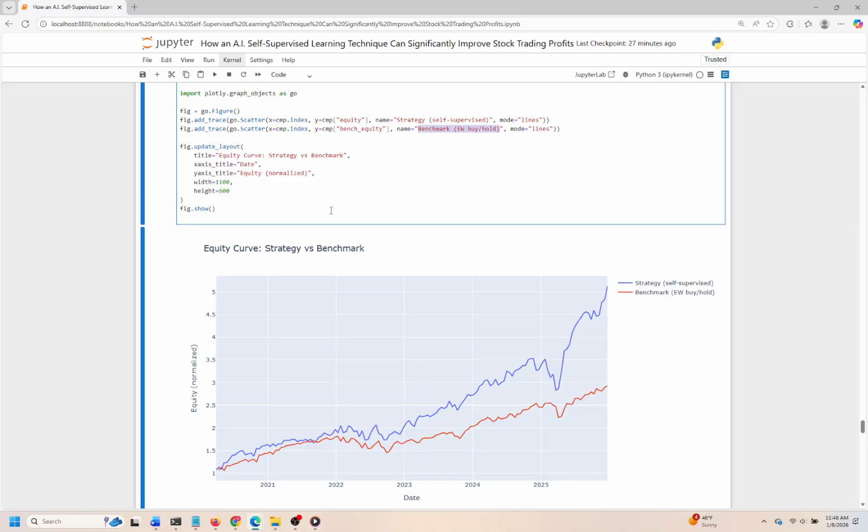After plotting the data, we enhance the visual appeal and clarity of the chart by updating the layout. We add a title to encapsulate what the viewer is looking at, label the x-axis as date to indicate the time dimension, and label the y-axis as equity normalized to clarify that the values are adjusted for comparability. By specifying the dimensions of the figure, this output will be visually comfortable and easy to interpret.